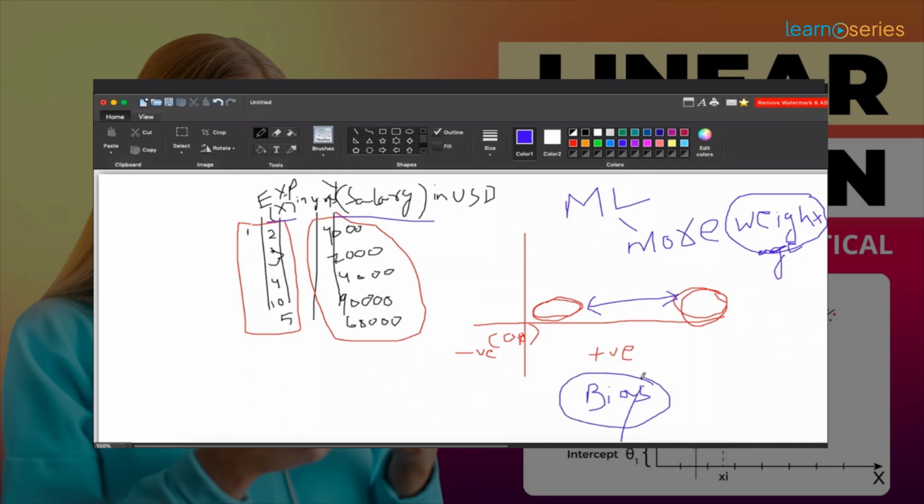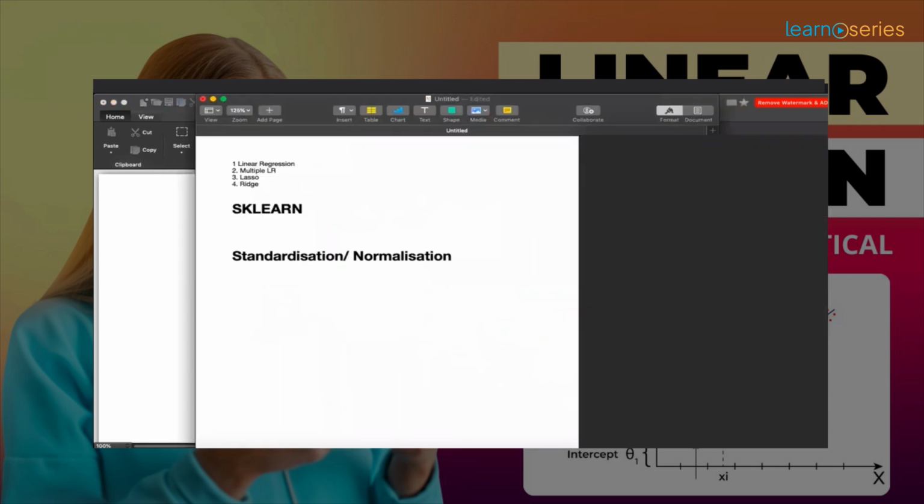So to remove such a problem, the weightage problem, what we will do is either standardization or normalization of data. So what is standardization? STD is nothing but xi minus mean, divided by standard deviation, STD.